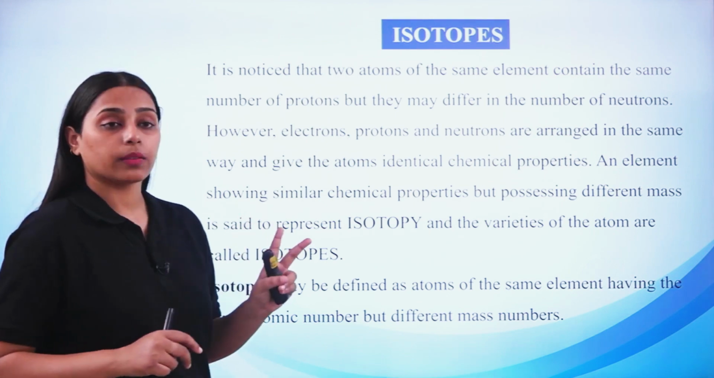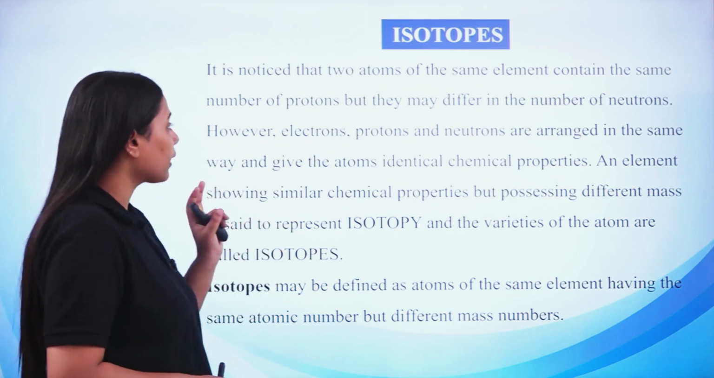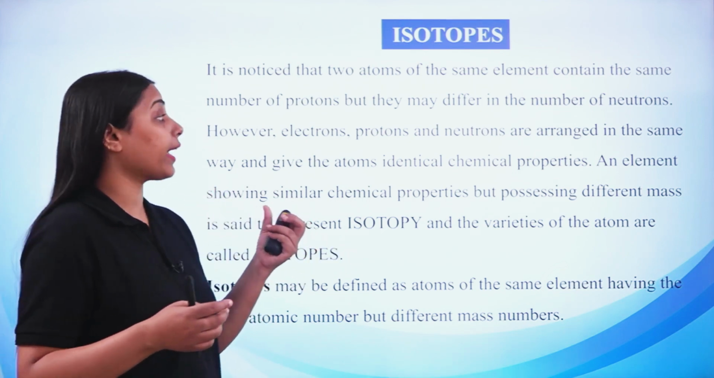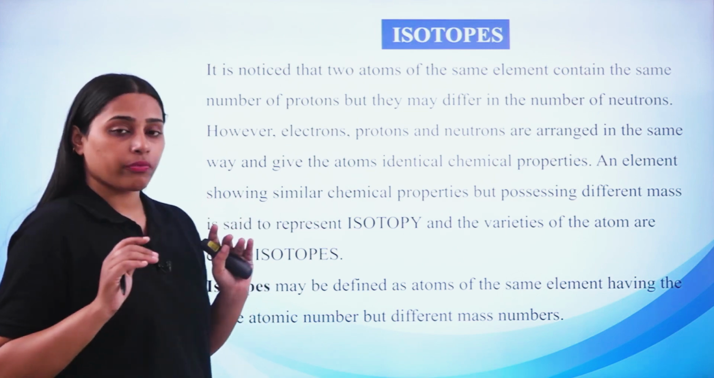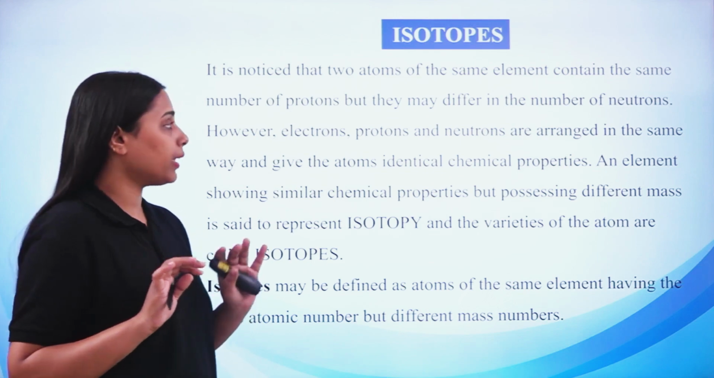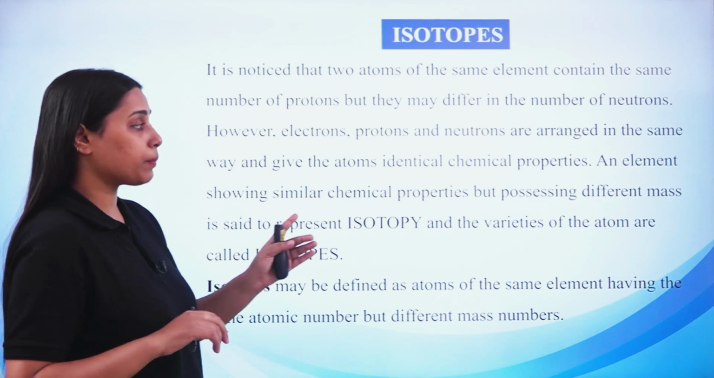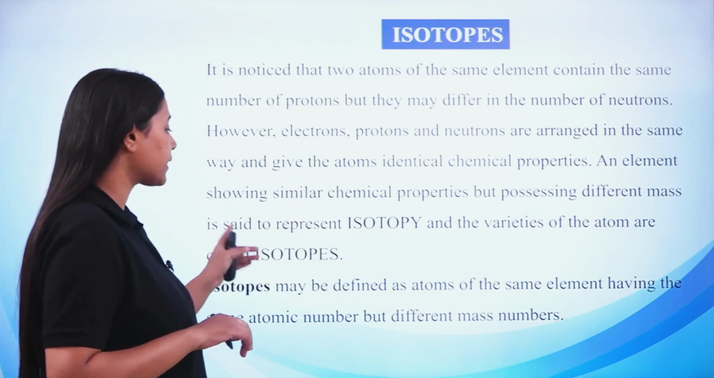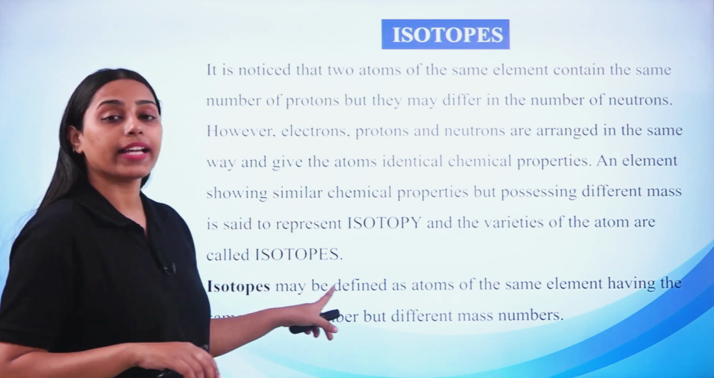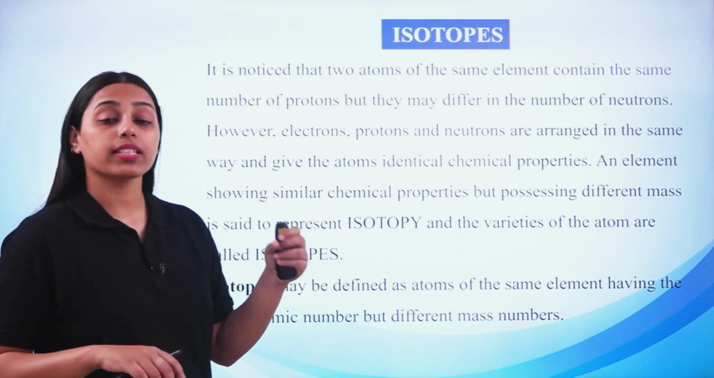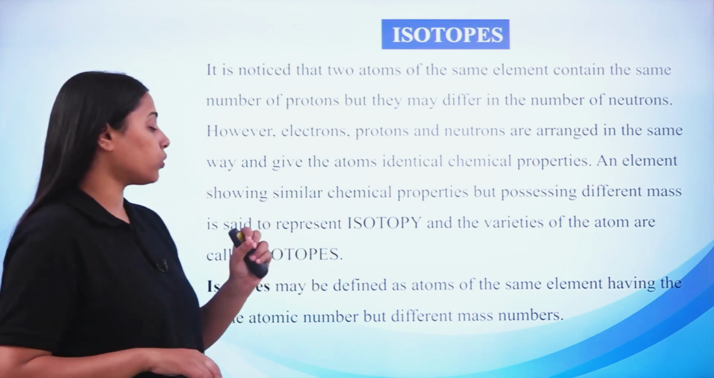So there are two atoms belonging to the same element, with the same number of protons, but they have different neutrons. Because of the protons, the chemical behavior is the same, but they will have certain other characteristics, like different mass. An element showing similar chemical properties but possessing different mass is said to represent isotopy, and the varieties of the atoms are called isotopes. So those atoms having the same atomic number but different mass number are considered as isotopes.